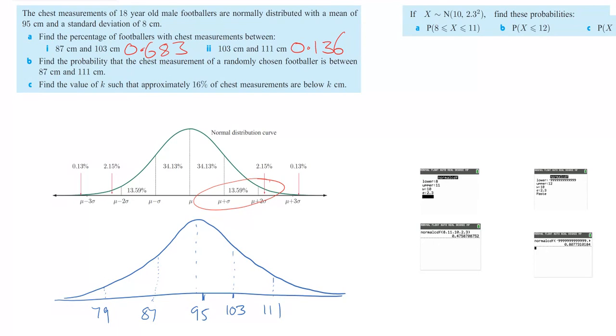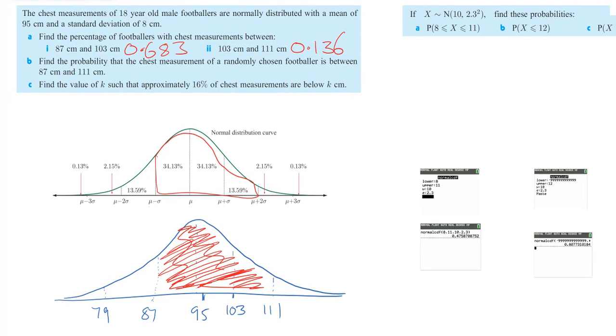Part B. Find the probability that the chest measurement of a randomly chosen footballer is between 87 centimetres and 111 centimetres. So in this one, we're looking at the combined probability of us being in this area I'm shading in right now. We can do that again compared to that previous diagram because we have those numbers. So we're going to add the 34%, the 34%, and the 13.6% together, and that's going to give us our answer. As a decimal, we'll be at 0.819.